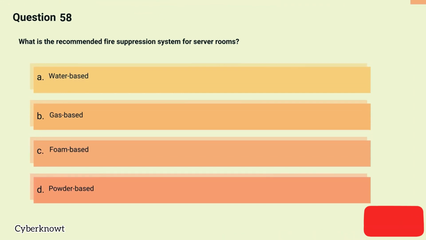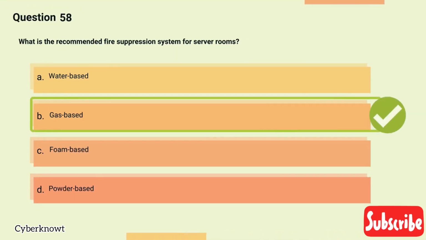Question 58. What is the recommended fire suppression system for server rooms? Option A. Water-based. Option B. Gas-based. Option C. Foam-based. Option D. Powder-based. The correct answer is option B.